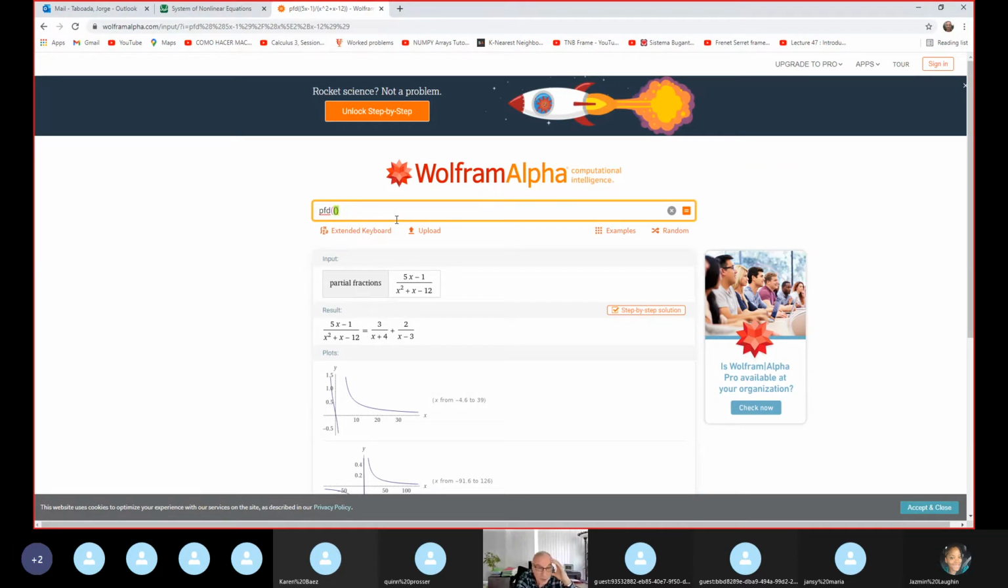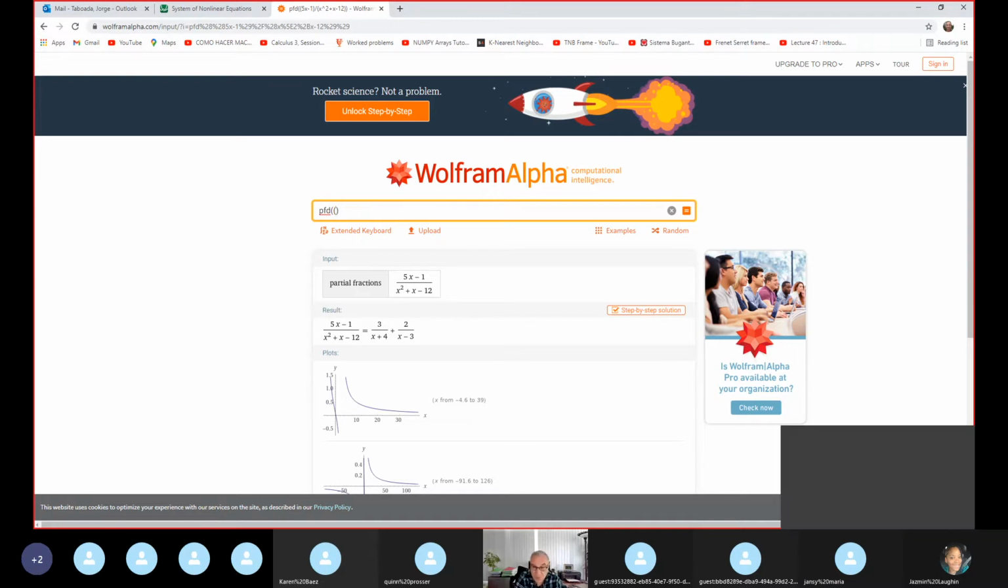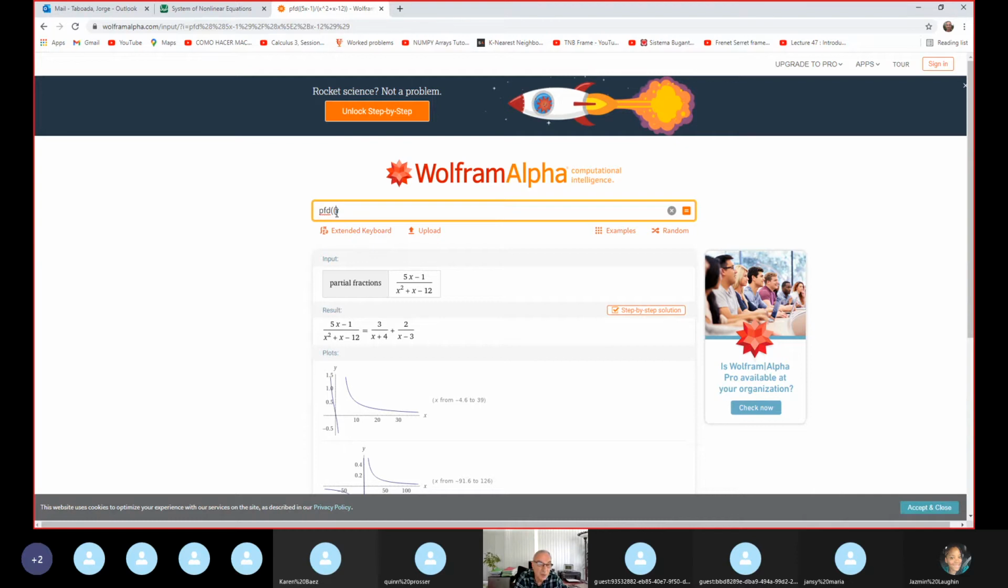Okay, do you see Wolfram Alpha or no? Tell me, yes or no? Come on. Yes, Vance says yes, I saw that. Okay, remember the format. PDF, partial fraction decomposition, open parentheses, open one parenthesis, and close everything at the top. Unfortunately we have no specific keyboard for Alpha, so I use our computer keyboard.